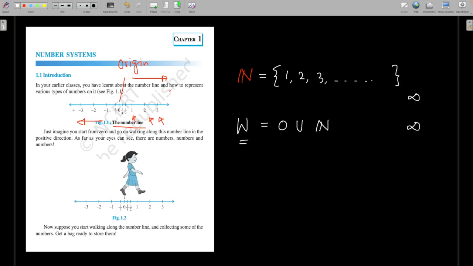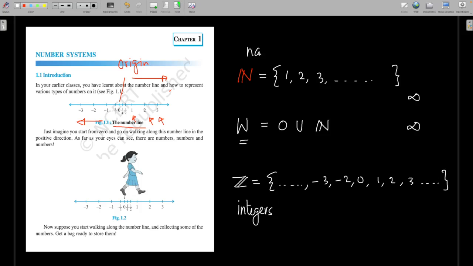Now once you add all the negative numbers, then we call this set the set of all integers, and we can write them like this. It starts from minus infinity and then it crosses over to the positive natural numbers, and then it can go all the way to infinity on the right hand side, and this set is called the set of integers. Integers, natural numbers and whole numbers are all infinite sets.